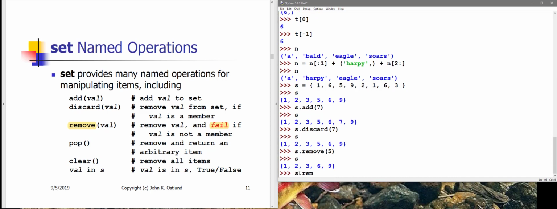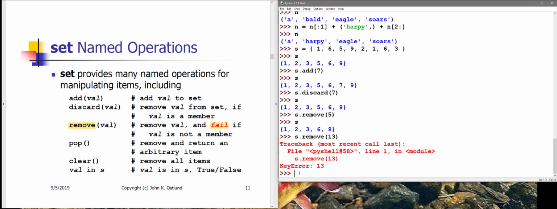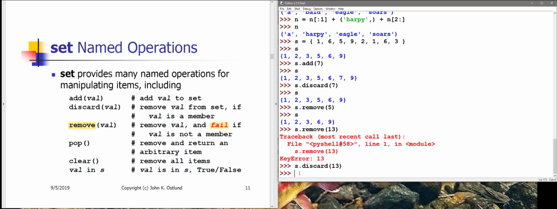But if I say s.remove, let's say 13, this gives me an error, specifically a key error, whereas discard just silently doesn't do anything. So if I say discard 13, okay, no complaint.